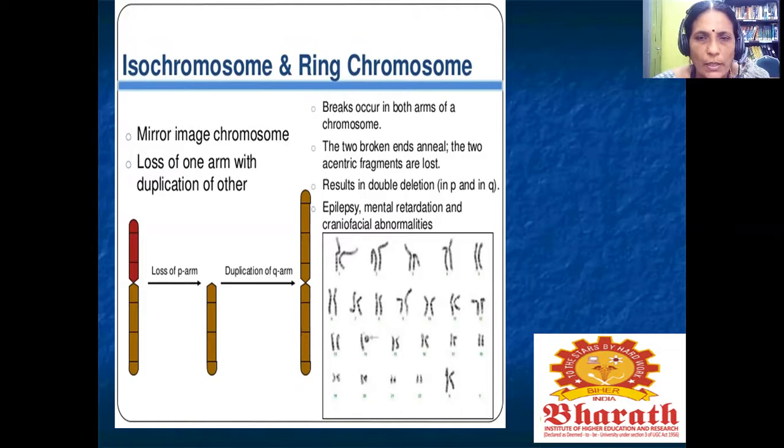The two broken ends anneal. The two acentric fragments are lost. This results in a double deletion in the P and Q arms. Mental retardation and cardiofacial abnormalities occur with this isochromosome and ring chromosome. You see the picture: loss of the P arm, then duplication of the Q arm.